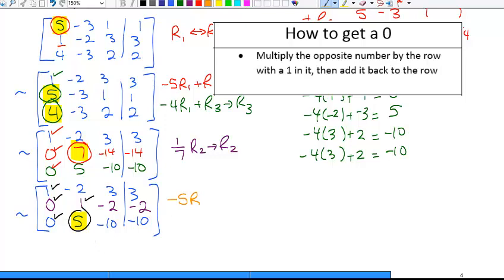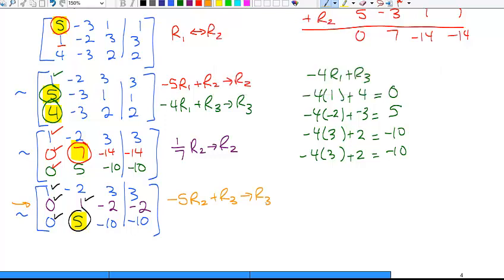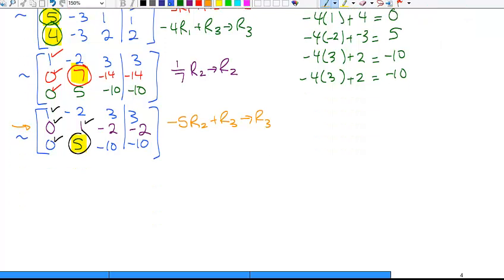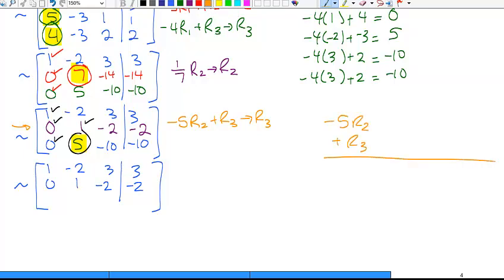In this case, the row with the 1 in it is row 2, and add it back to the row we're manipulating. So the row we're changing here is row 3, which means row 1 and row 2 stay the same. And then I'll do the work off to the side. You do your work the way you like it.